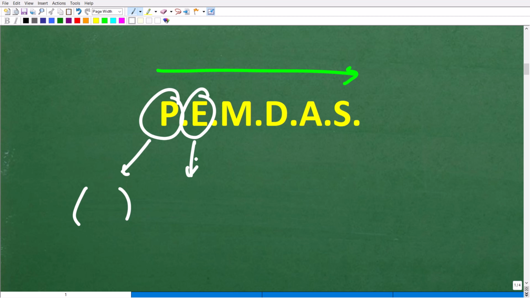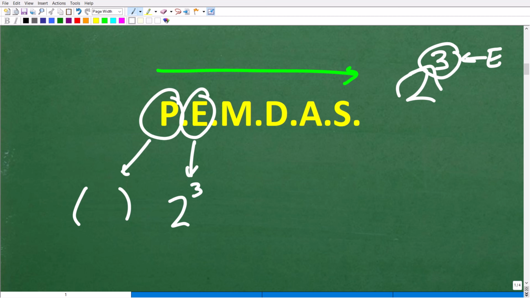Now, E stands for exponents. That's what the word stands for, but basically you can think of this as powers. So if you have something like 2 to the third power, this little number up in the top right is called the exponent. This big number is called the base. The entire thing is a power. Okay, but E stands for exponents, but you can just think of it as powers.